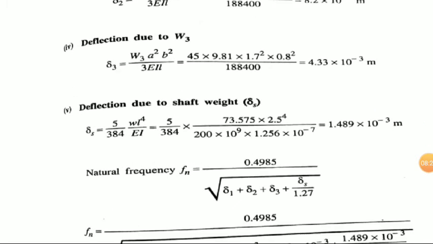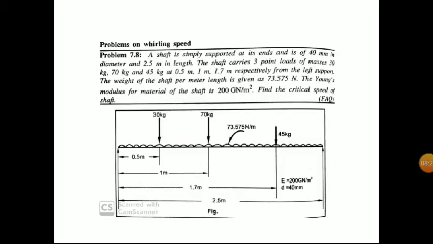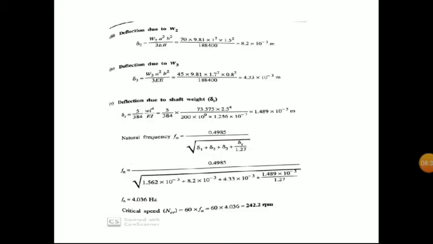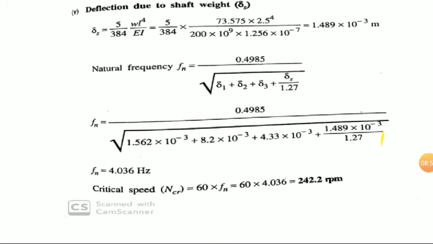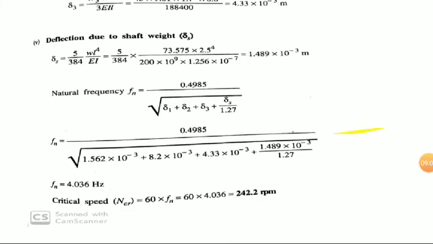And here there are 3 point loads and 1 UDL. So due to UDL, this is the equation. All these equations I have given you in the table; you can refer to module 5. So delta is equal to 5 WL raised to 4 by 384 EI. Once you know delta 1, delta 2, delta 3, delta s, then natural frequency fn equal to 0.4985 by square root of delta 1 plus delta 2 plus delta 3 plus delta s by 1.27. So fn we are getting. Once you get fn, then critical speed nc equal to 60 into fn. So you are getting 242.2 rpm.